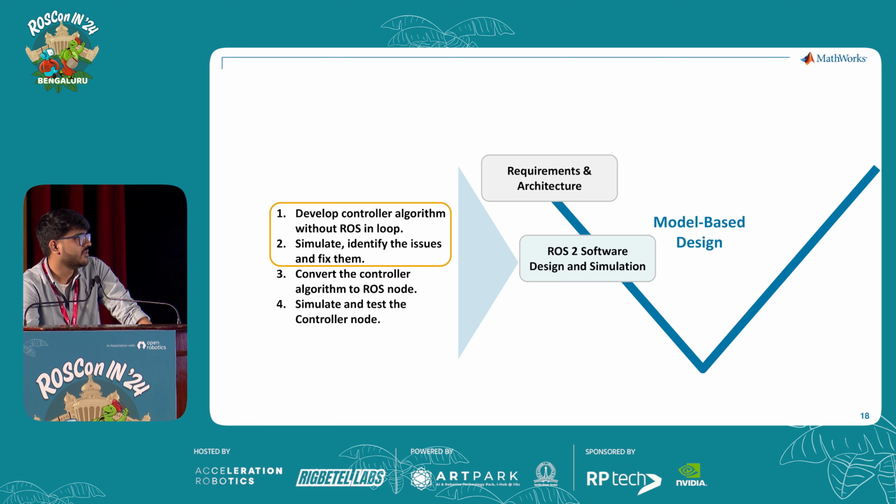In this phase, we'll mainly focus on developing our controller algorithm for the desktop simulation, keeping ROS out of the loop. We'll simulate our algorithm, find the potential issues, and fix them. After that, we will convert our controller algorithm to a ROS node, and then again test it. Let's start with the first task.